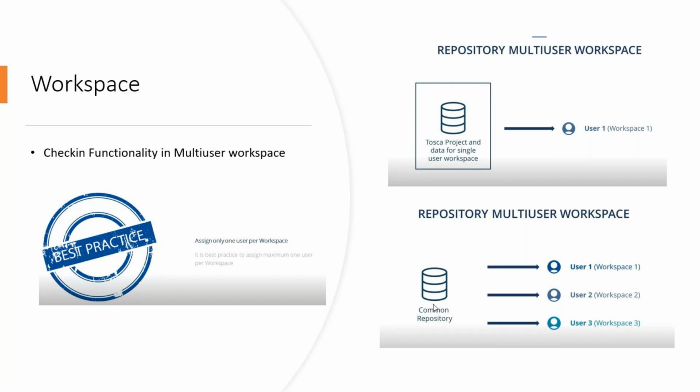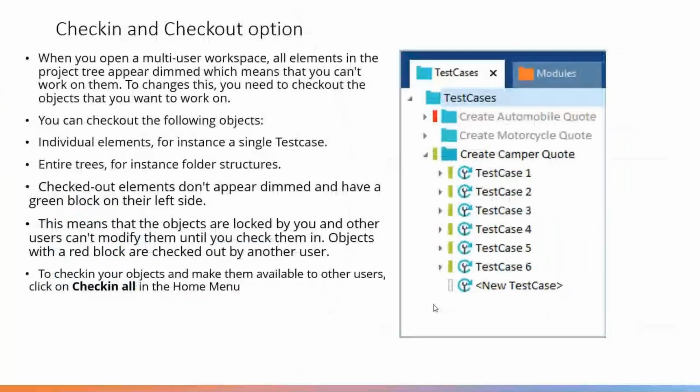But whenever you are in a project, you can see this check-in functionality. I'll explain what check-in and check-out functionality are. Whenever you create a test case in a multi-user workspace, all the things you see will be in this folder structure. Here, test case is the main folder, and in subfolders it is create automobile code, create motorcycle code, and create camper code. Under this structure, they have created the test cases. This is called a project tree structure.